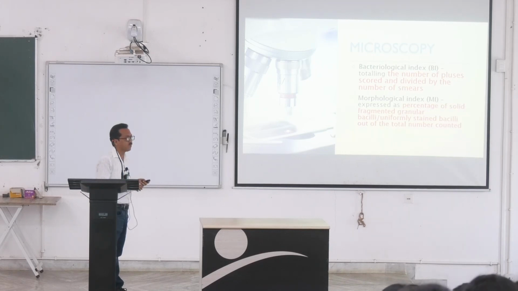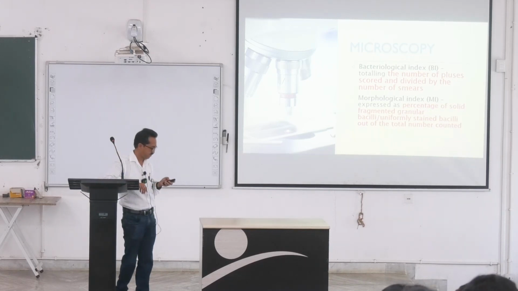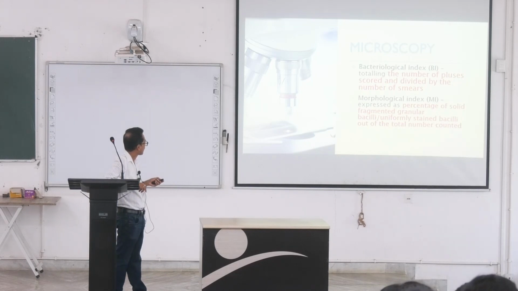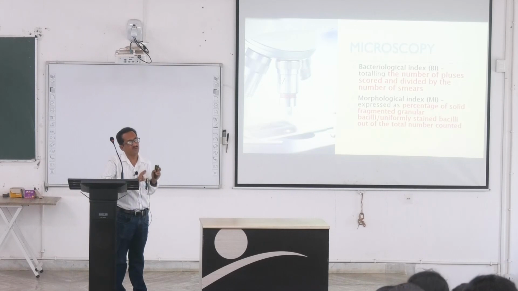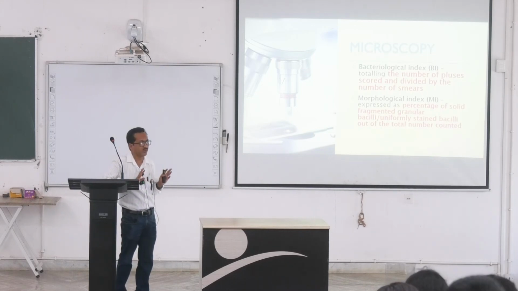And the morphological index is the percentage of uniformly stained bacilli divided by the total number of bacilli counted. So, what is the morphological index? Uniformly stained bacilli divided by the total number of bacilli found.